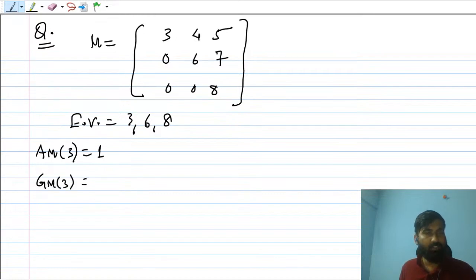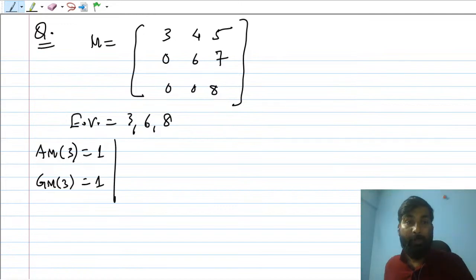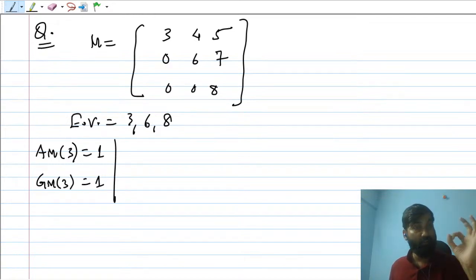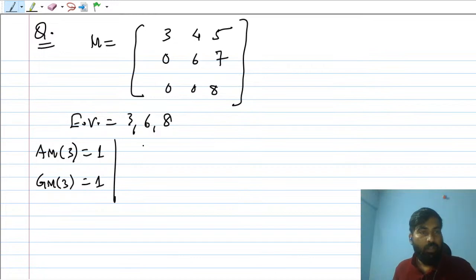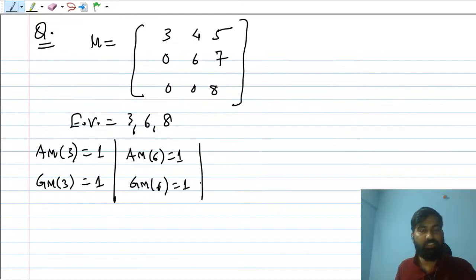GM of 3 will also be 1, corresponding. As I told you in the beginning, if the AM of some eigenvalue is 1, the GM will always be 1. That you have to make sure. Now the AM of 6 is 1, so what will be the GM of 6? GM of 6 is 1 only, right? This is a very easy question, you can say.